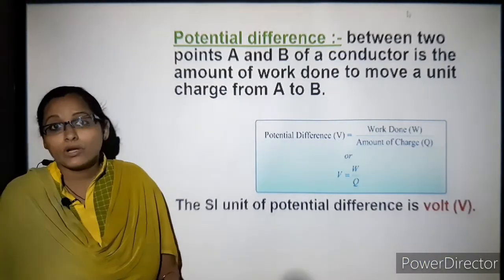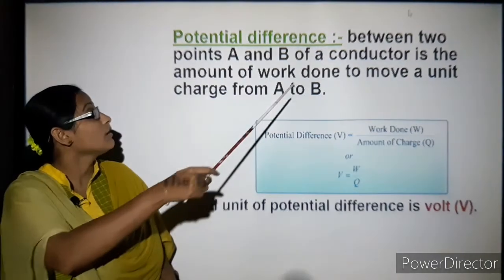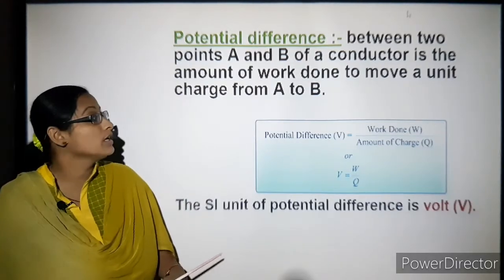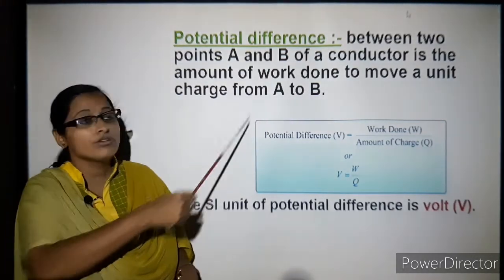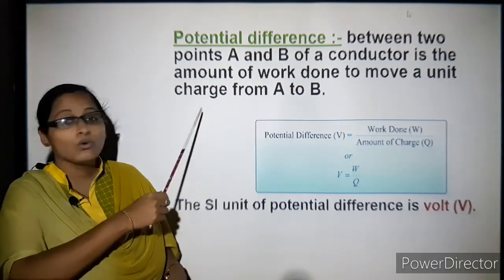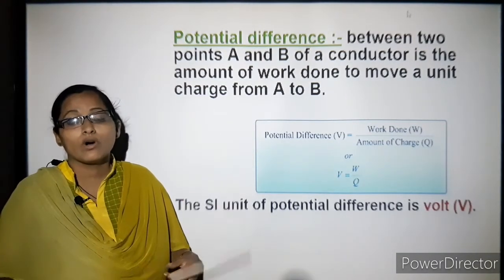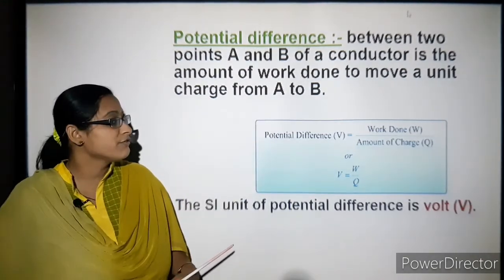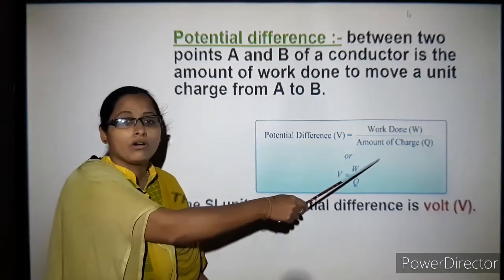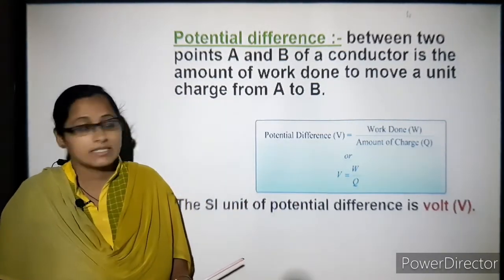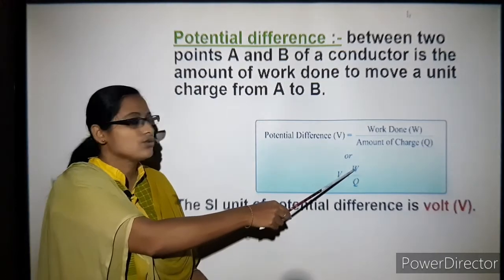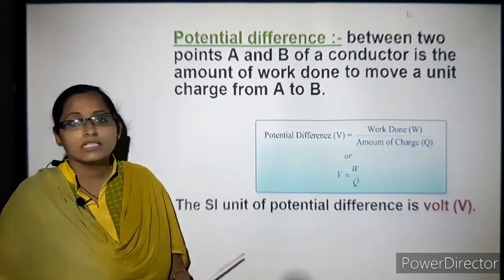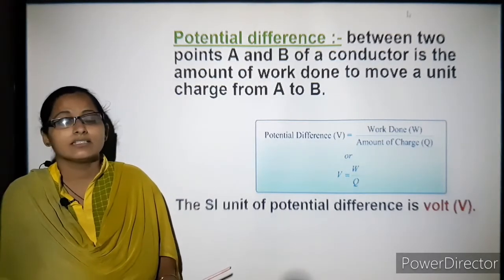So let's understand more about potential difference. Let's consider two points A and B of a conductor. The potential difference is the amount of work done to move a unit charge from the point A to B. So what is potential difference then? It is the work done per unit charge. It can be represented as V is equal to W by Q. The SI unit of potential difference is volt, that is V.